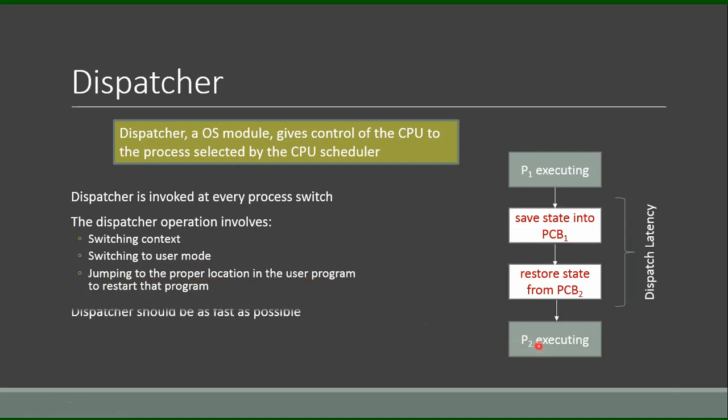The dispatcher should be as fast as possible, because the dispatcher is invoked at every process switch. So it must be fast enough to increase the performance of the system.